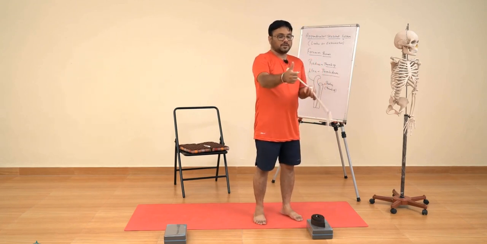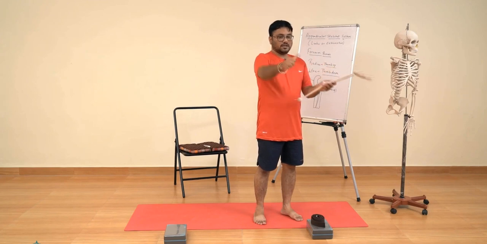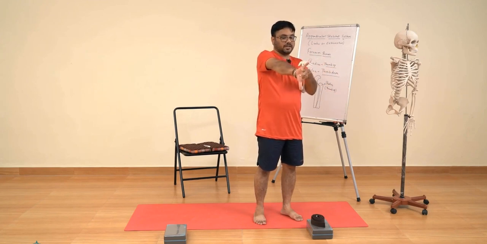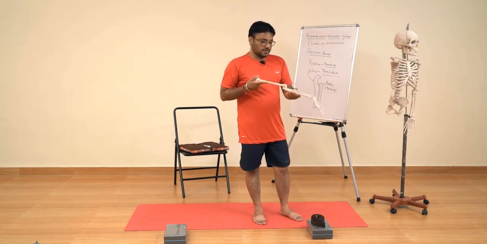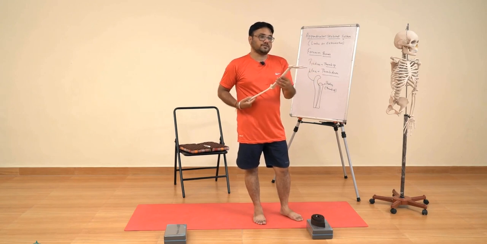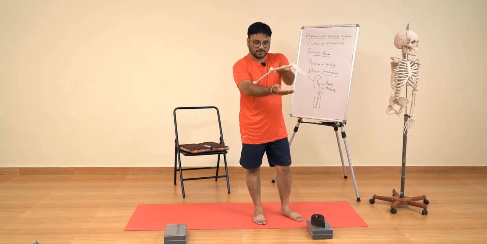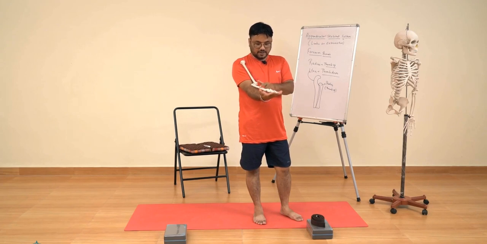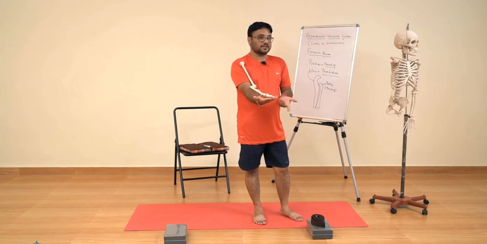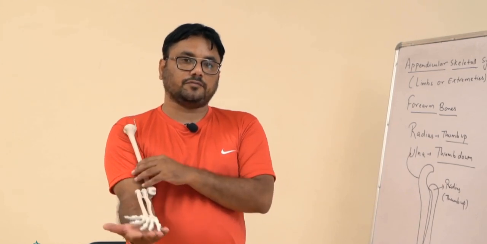The thumb up is your radius, and thumb down, if you look from the pinky finger, that is your ulna. So these two bones basically form your forearm region, right? The forearm region here, if you look at from this part. So humerus comes to here, radius comes on the thumb side, ulna comes to the inner side, the inner part of your forearm.